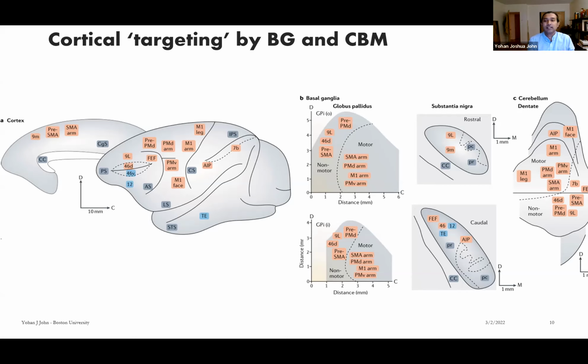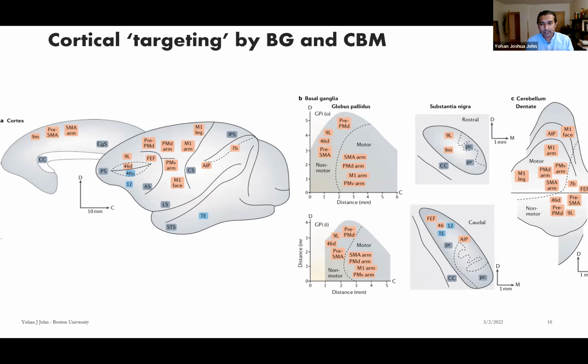So in other words, it's fairly consistent the way that both basal ganglia and cerebellum interact with the cortex. They're talking to the same cortical areas, more or less.